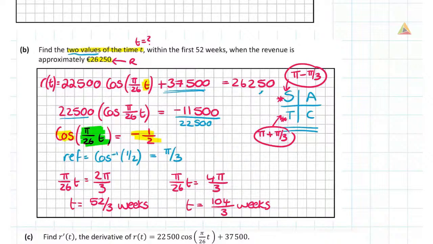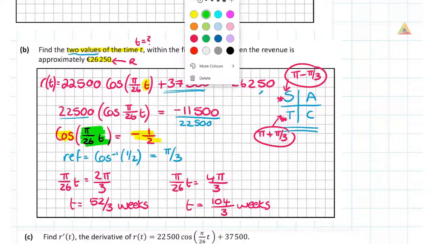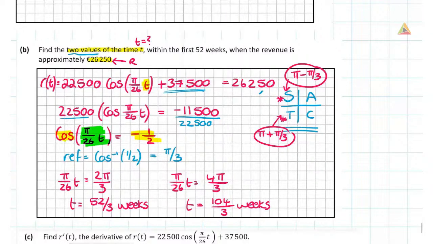Okay, so what you're looking at there, 52 over 3 is about 17.3 weeks, and 104 over 3 is about 34.6 weeks, again from the beginning of July we're talking about. So it's quite important there that we get our two answers.